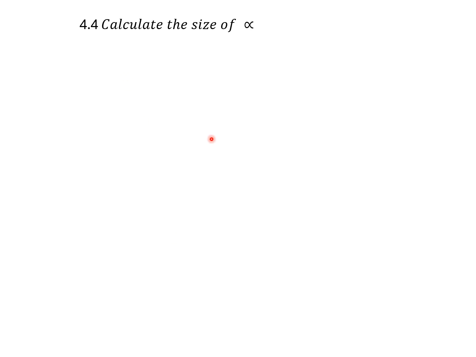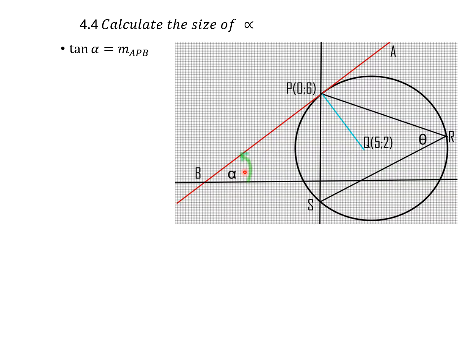Now they want us to calculate the size of alpha. Right, so we just got the gradient there. So I can say the tan of alpha, using angle of inclination, equal the gradient of APB. Right, so gradient of APB is 5 over 4. From here in my calculator, I'm going to press shift tan 5 over 4, or second function tan 5 over 4, or in old maths, we would say arctan 5 over 4. Alright, and that gives me alpha equal 51,34. So this angle here is 51,34.